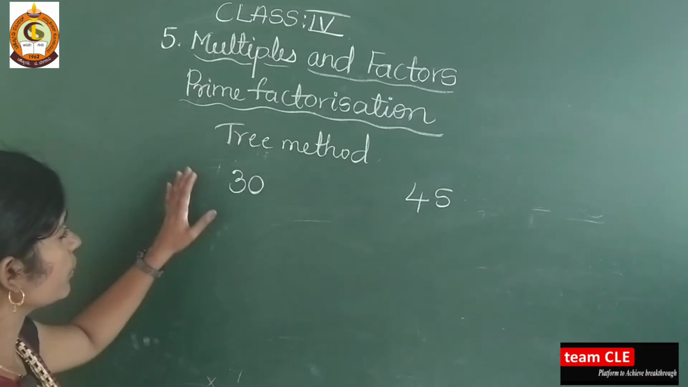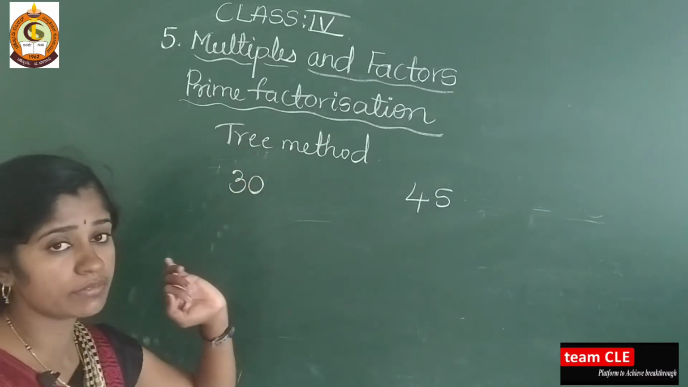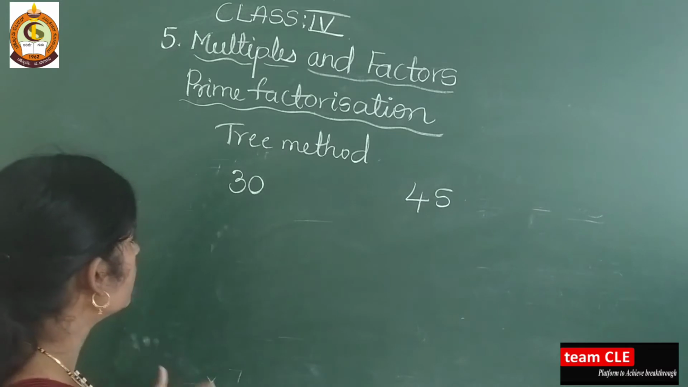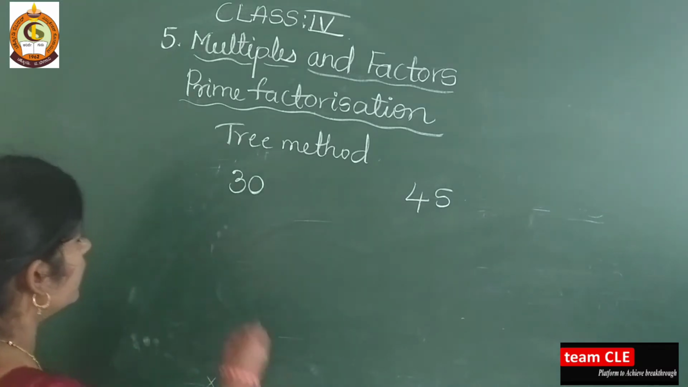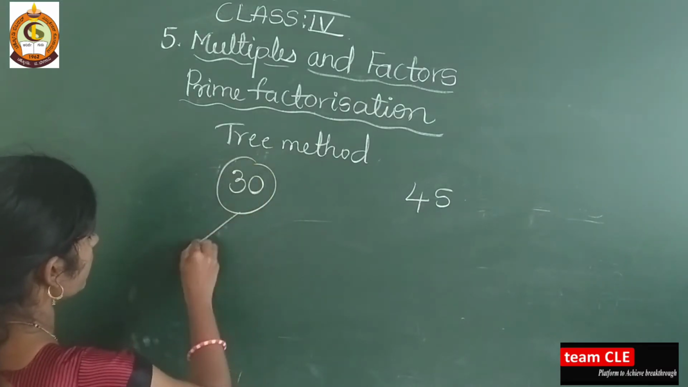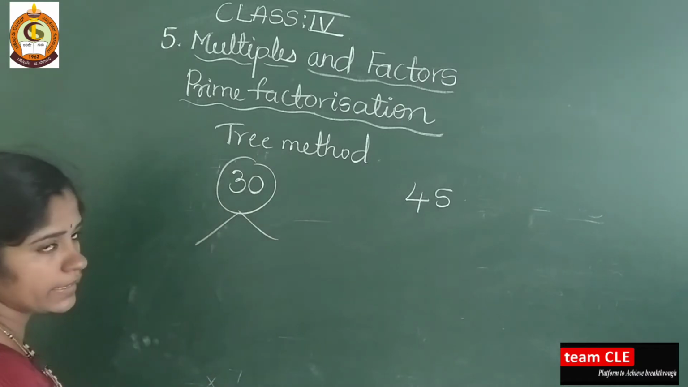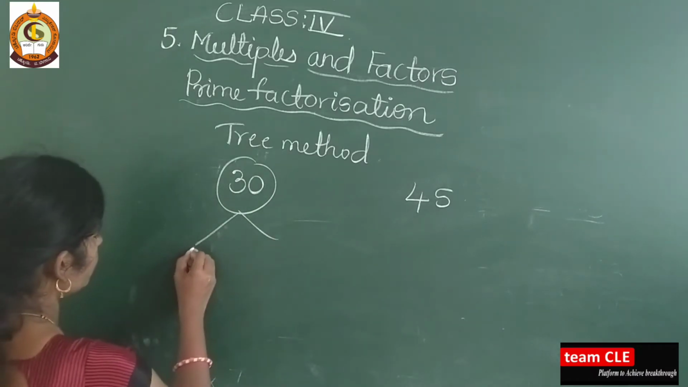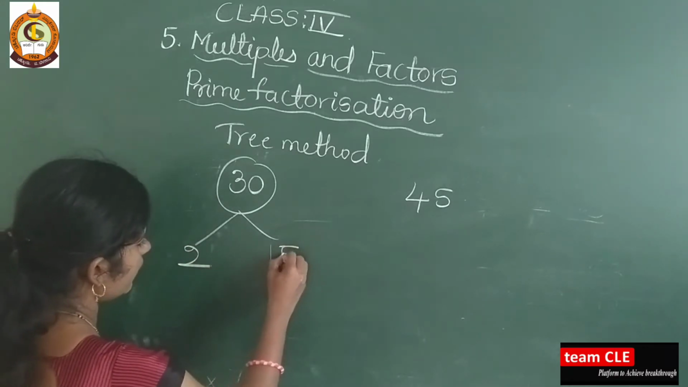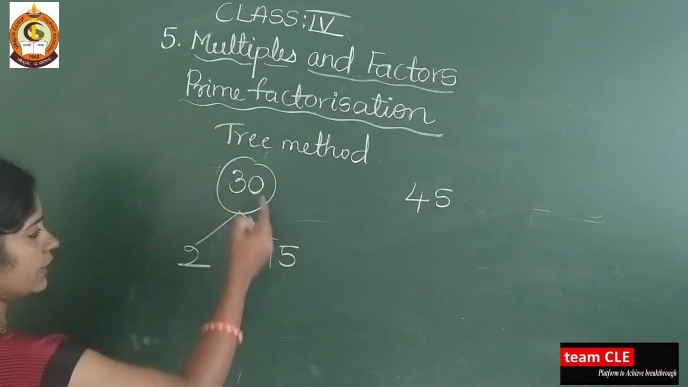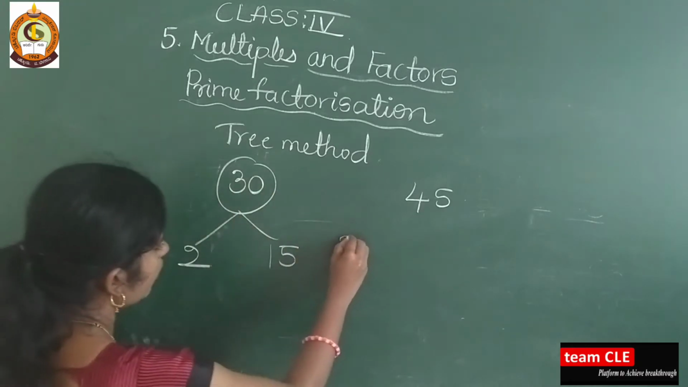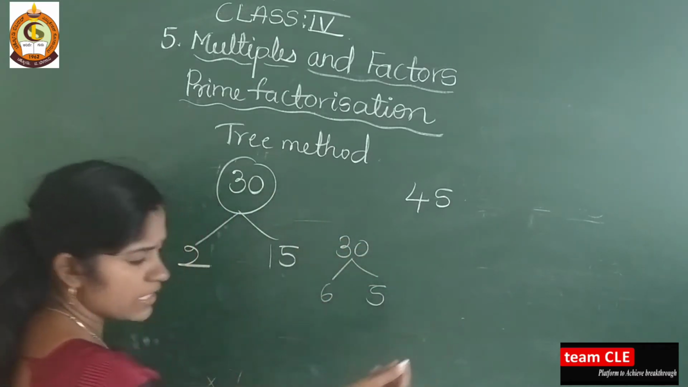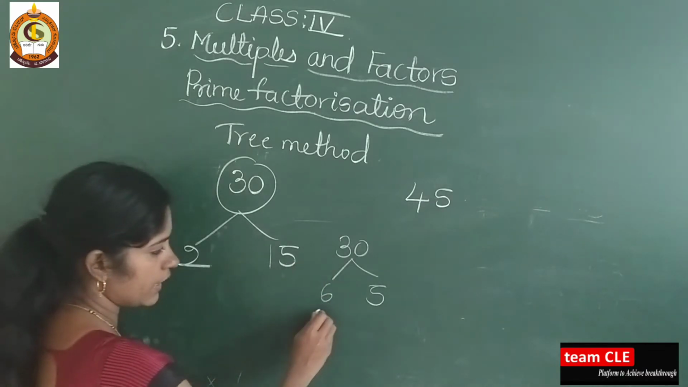Okay, so now let us revise the tree method. In 2 minutes I will revise the tree method. So 30 and 45 are there. Tree method means you have to draw branches like this. Then tell me, 30 is there in which table? Yes, it is there in 2 15s are 30, or 15 2s are 30, or you can write 6 5s are 30. That is also correct.